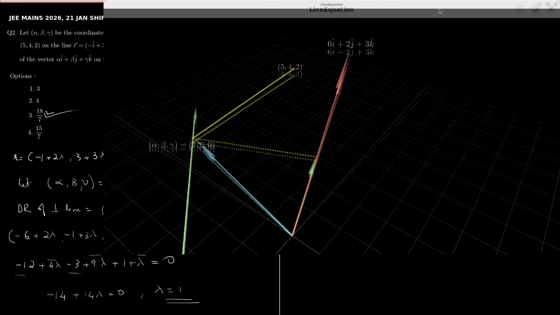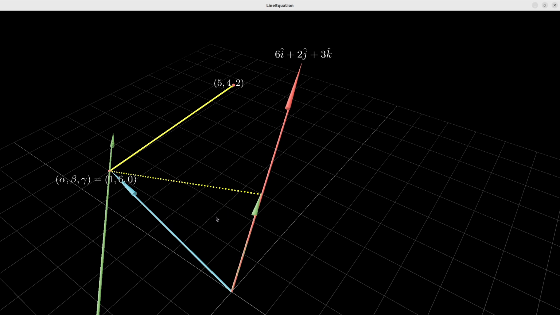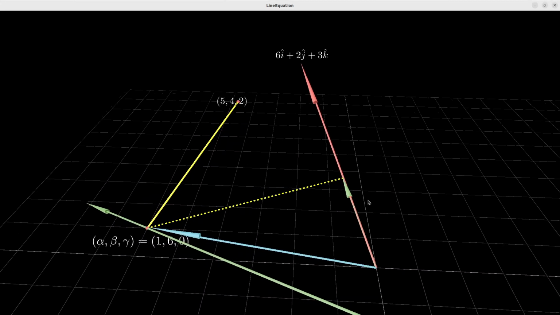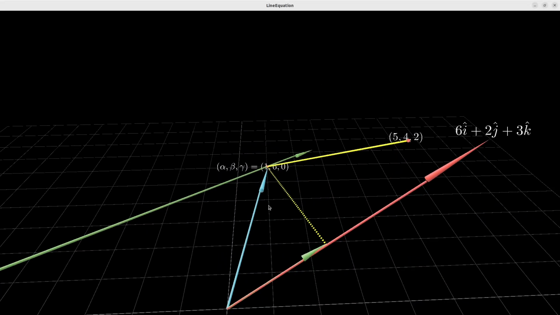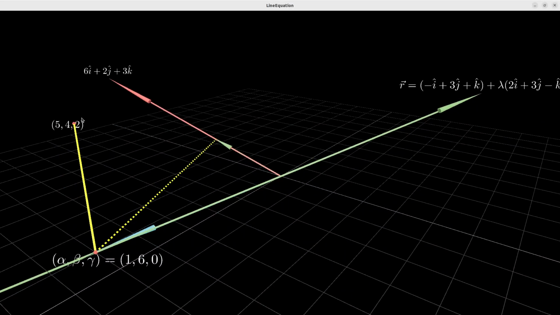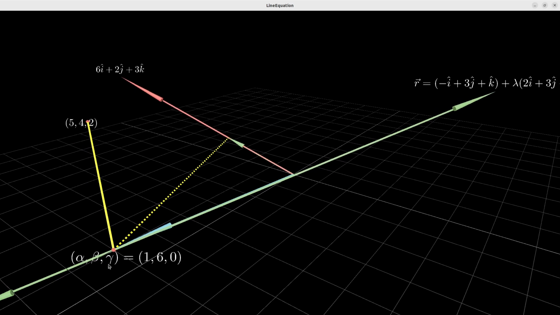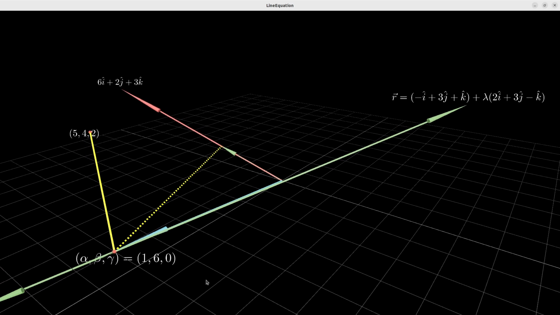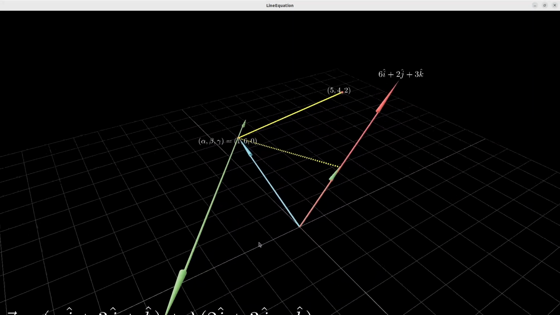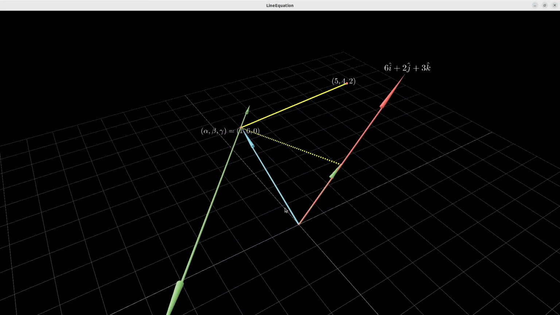So let us summarize. The first part is the foot of the perpendicular. The line R was given, and the point 5, 4, 2 was given. We found the foot of the perpendicular alpha, beta, gamma. After that, with the two vectors, we found the projection, and we solved the question.